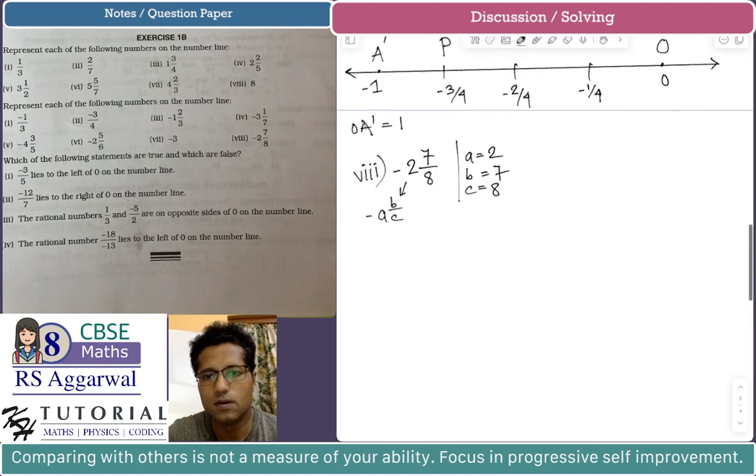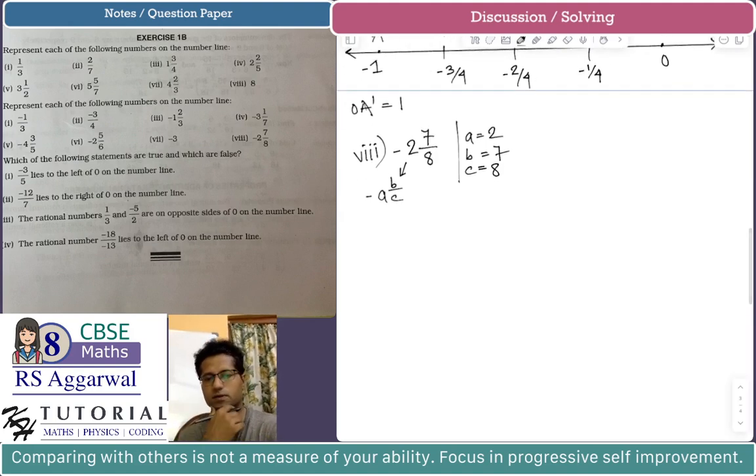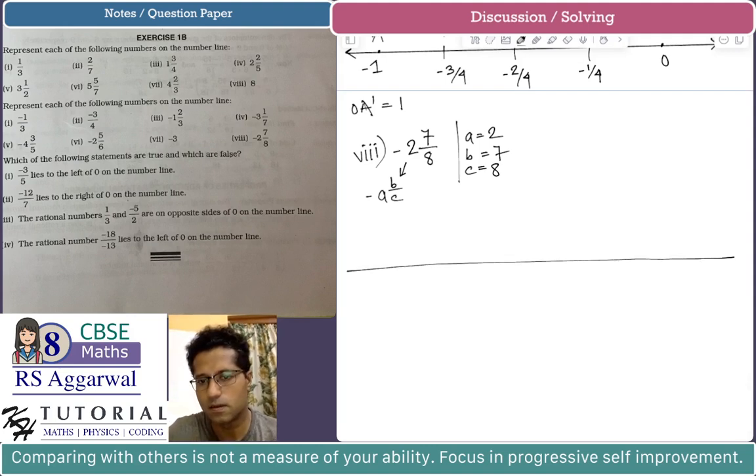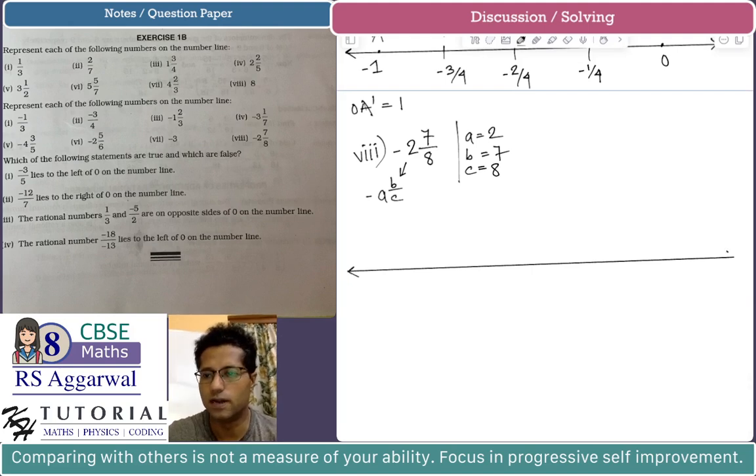Okay, now how do we mark this negative rational number on the number line? We draw the number line, draw the arrowheads, and since we will have to draw a negative rational number, it is better you take the origin towards the right hand side. So let's say this is the origin, which represents the integer 0. First we take the point B dash, which will be at a distance of 2 units from origin O. So OB dash will be 2.